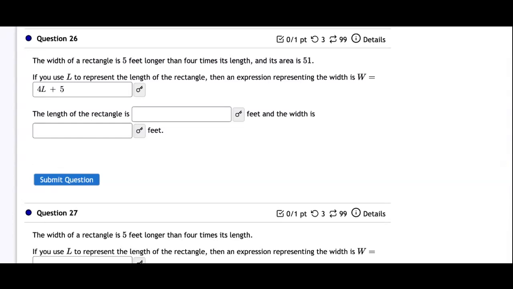Equals 0. Right? So 4L equals negative 17. That's no solution because it's negative. So L minus 3 is 0. That means L equals 3. So that's a solution. So L is 3. Then W is 4 times L, right? 4 times 3 plus 5, which is 17. And that's it. The length of the rectangle is 3, and the width is 17 feet.